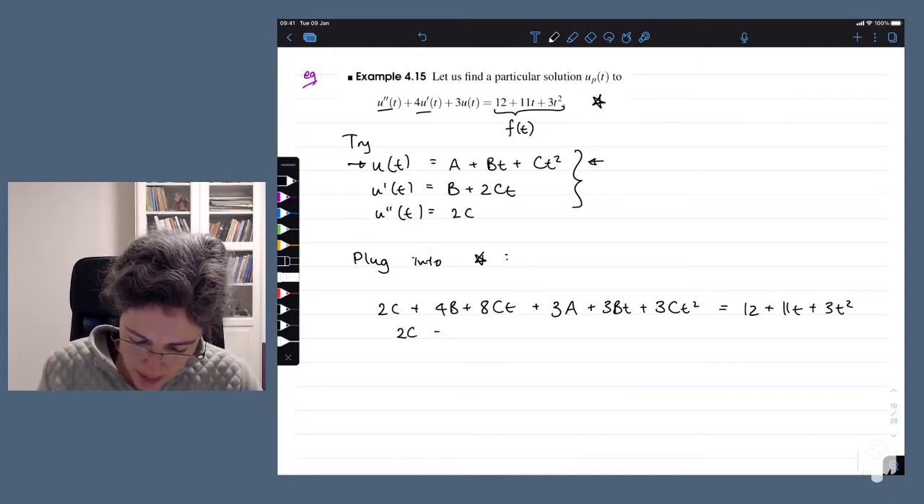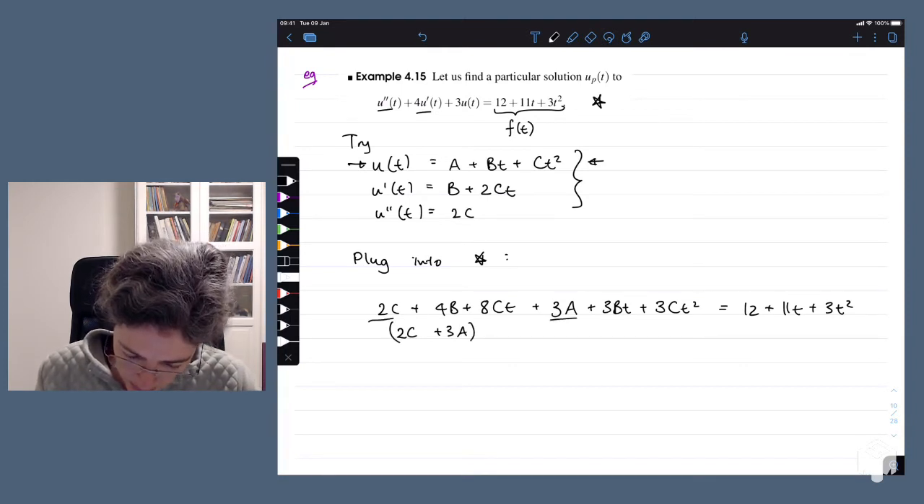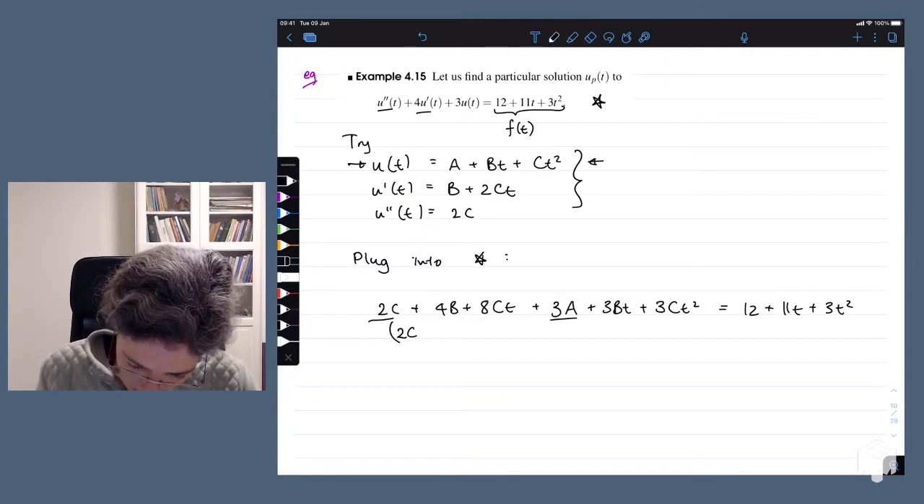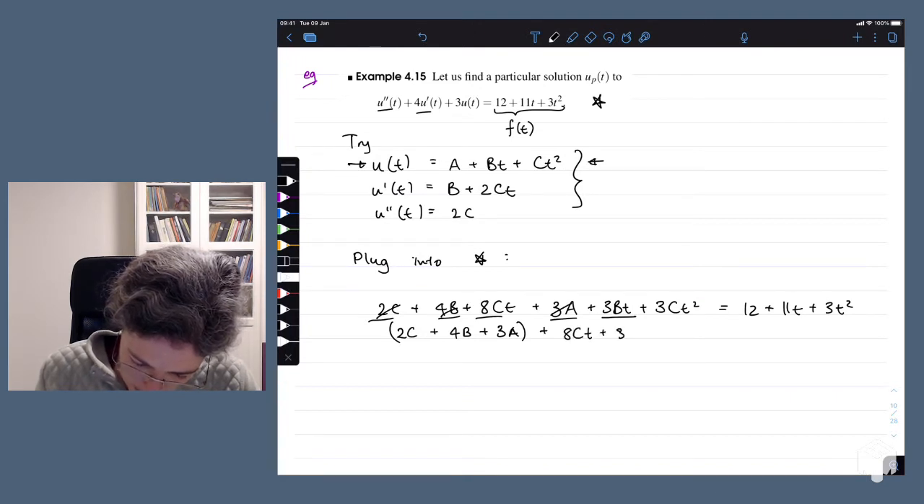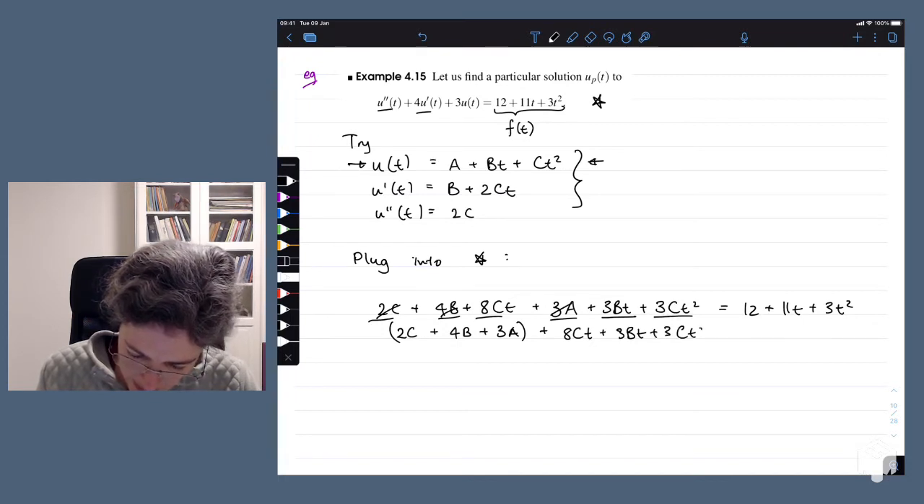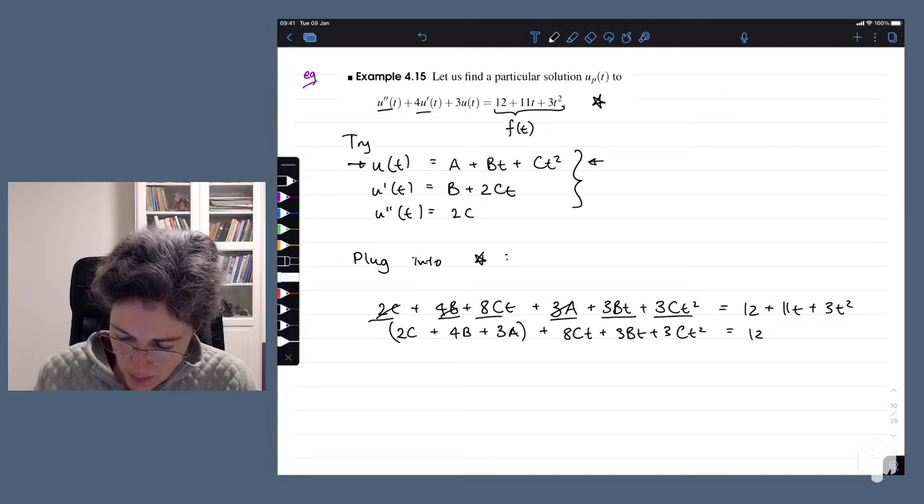terms. So we need to have 2c plus 4b plus 3a. Okay, so there are my constant terms. Now I'm looking at my t terms, so that's going to be plus 8ct plus 3bt, and finally I've got a 3ct squared, and this has to be equal to 12 plus 11t plus 3t squared.